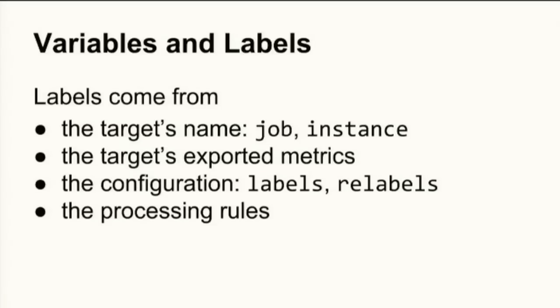It also is there to say the thing that collected the data was in US West, because the thing being collected might be in a different data center, which can sometimes be useful for figuring out whether or not you've had a network cut. And finally, the processing rules themselves, which we'll get to, can add additional labels as the computations occur.